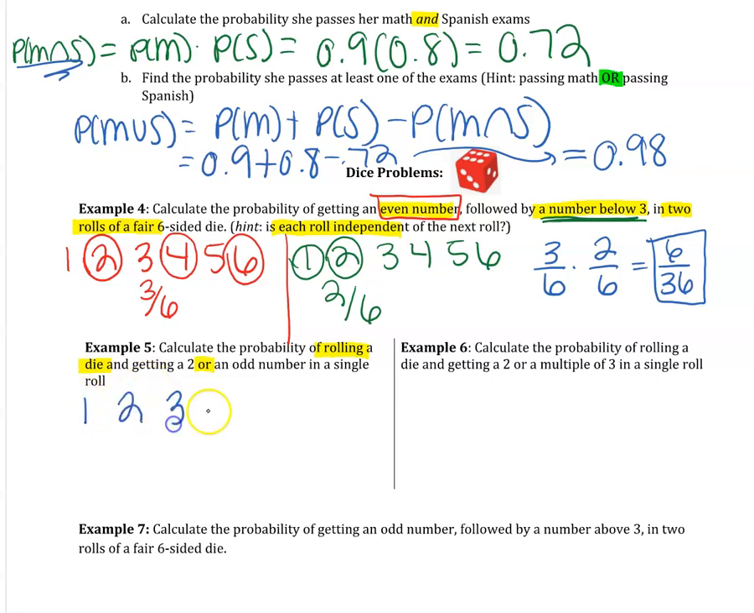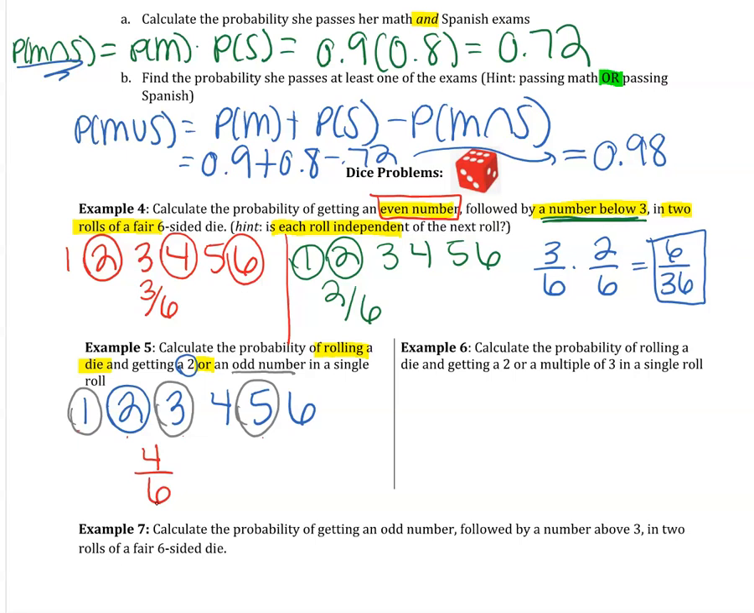1, 2, 3, 4, 5, 6. Probability of rolling a die and getting a 2. Okay, that would be that guy. Or, I'll change pen colors, getting an odd number. So odd numbers would be 1, 3, and 5. Look at how many total things that I circled. 1, 2, 3, 4. That means the probability is 4/6.